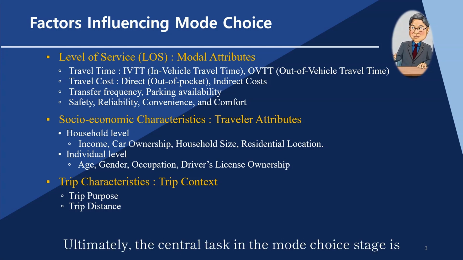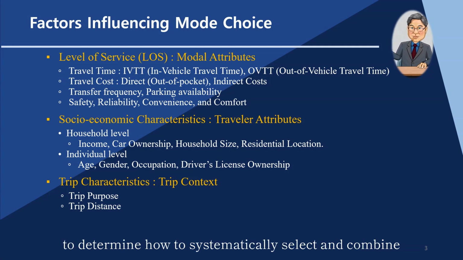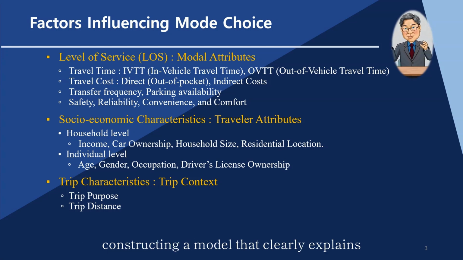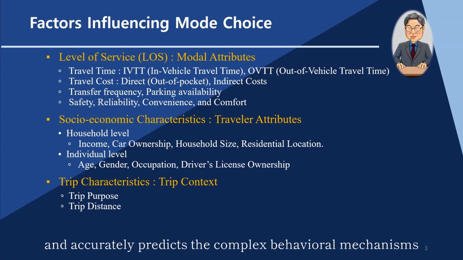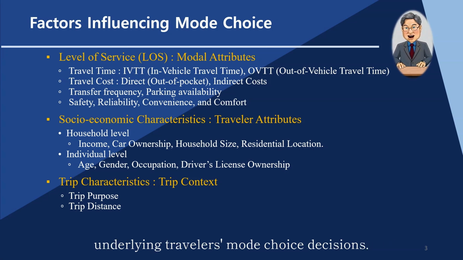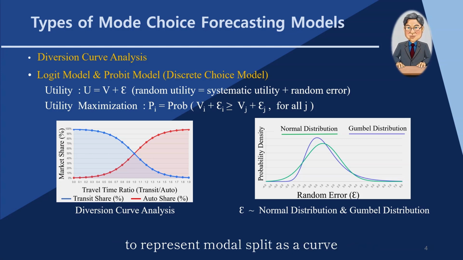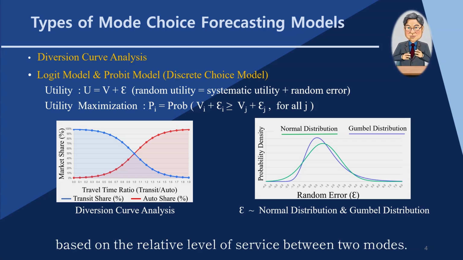Ultimately, the central task in the mode choice stage is to determine how to systematically select and combine explanatory variables from these three categories, constructing a model that clearly explains and accurately predicts the complex behavioral mechanisms underlying travelers' mode choice decisions. In the past, diversion curve analysis was used to represent modal split as a curve based on the relative level of service between two modes.